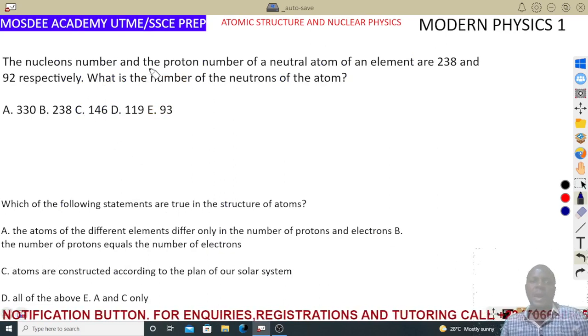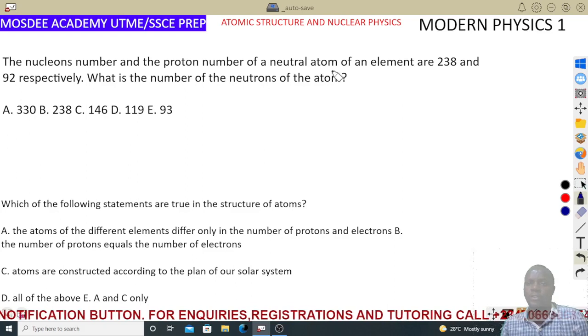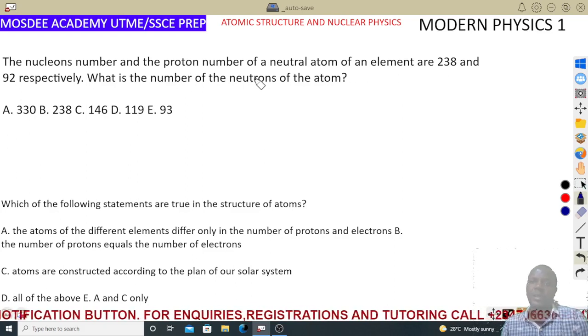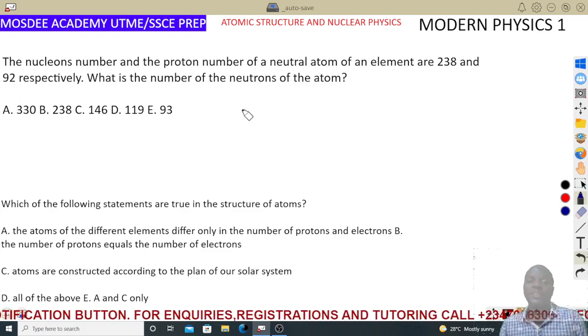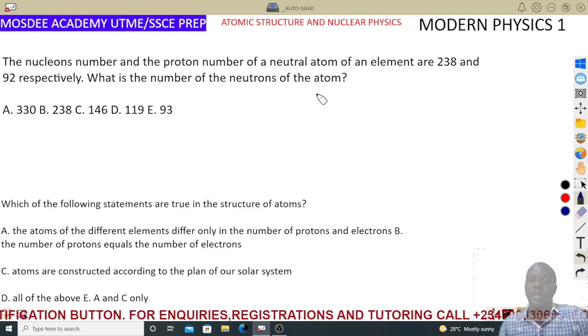The nucleon number and the proton number of a neutral atom is 238 and 92. What is the number of neutrons there? Now let's quickly talk about this. I hope you have also studied this in your junior classes, and if not, you can always take it.